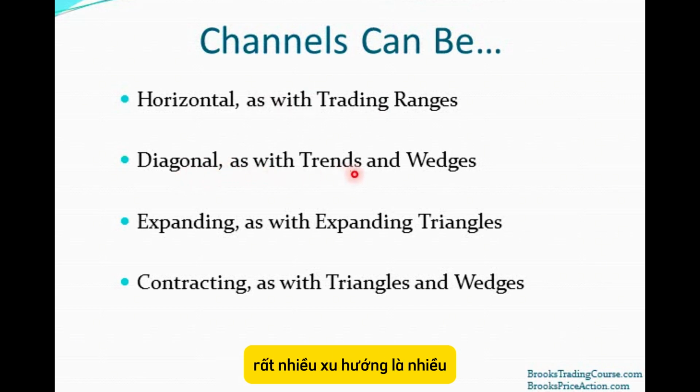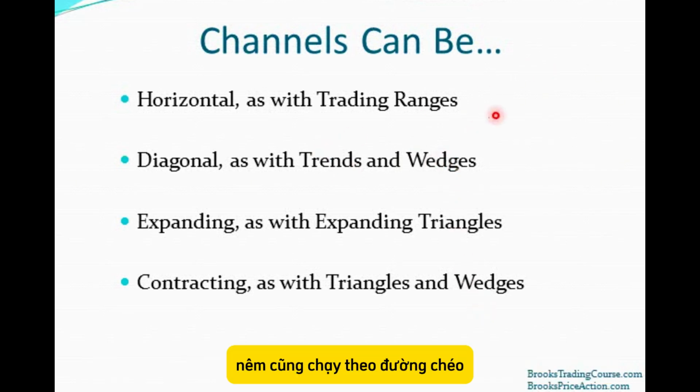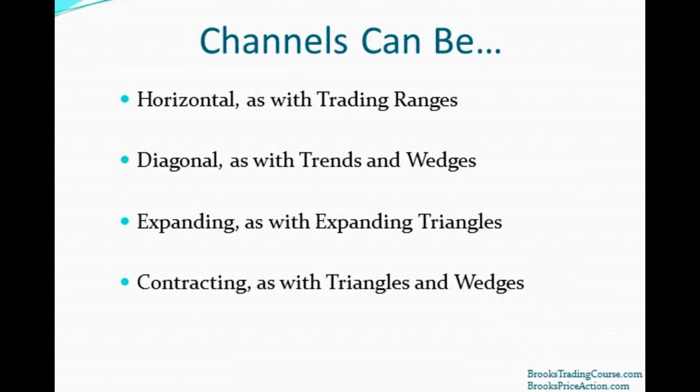A lot of trends are diagonal; all trends are up or down, so they run diagonally. Wedges also run diagonally. The lines can be divergent, as with an expanding triangle, and they can be contracting, as with a triangle and a wedge. A wedge is a type of triangle where it's either sloped down or sloped up.